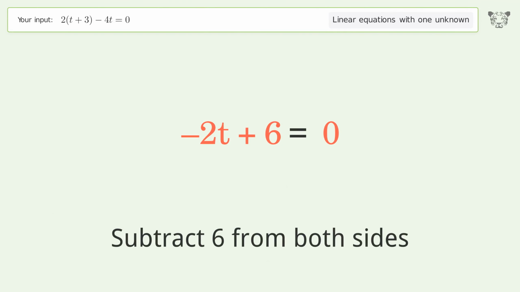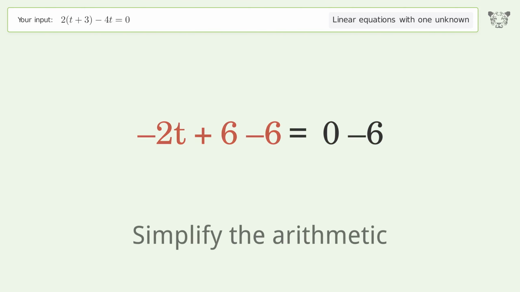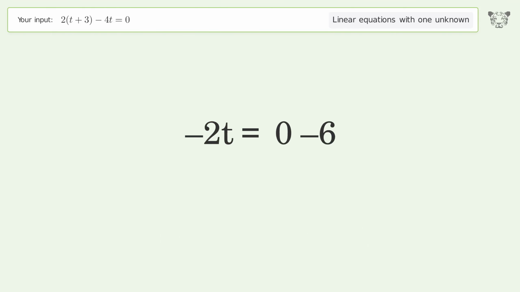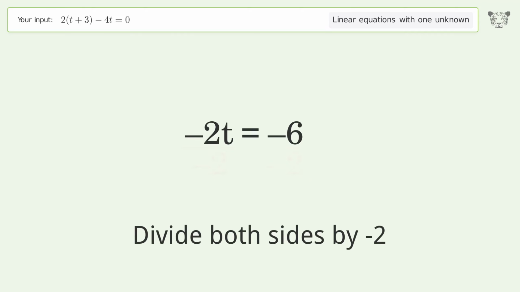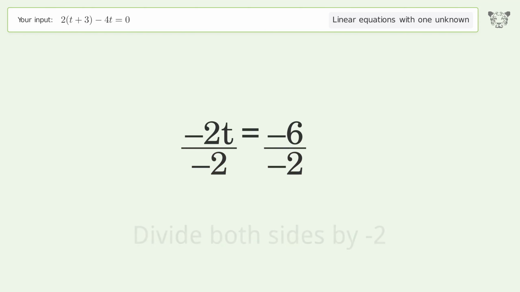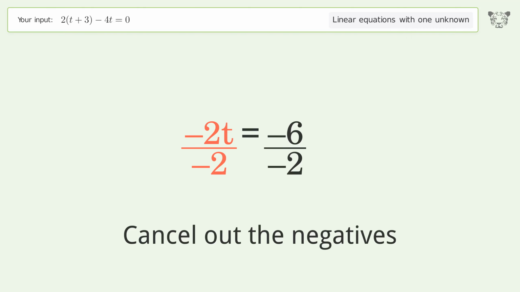Subtract 6 from both sides. Simplify the arithmetic. Isolate the t. Divide both sides by -2. Cancel out the negatives.